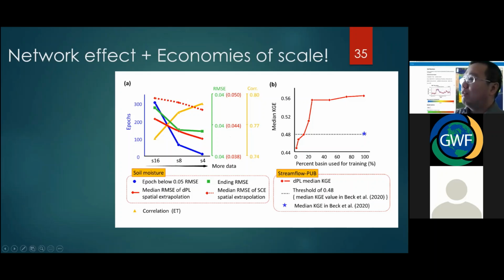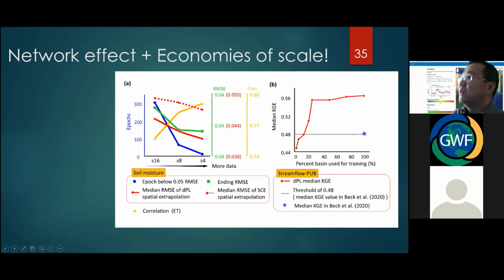Okay, we tried that experiment with the streamflow as well. We varied the amount of basins we use for training, going from 0% or maybe 2% to 100%. We see this initial very rapid phase of improvement in the KGE. This goes from 0.444 to 0.56. So we think that in this phase, the model is really learning what problem it is working on. It's trying to master that problem. As you give it more data, it's able to do that.